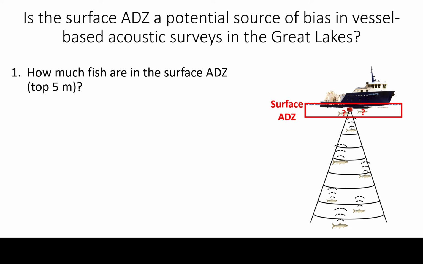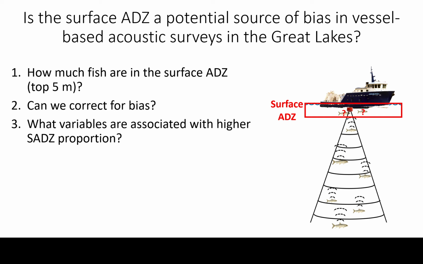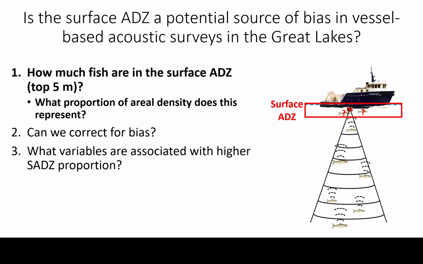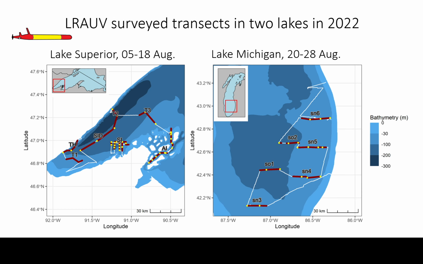So the main research questions are: how much fish are in the surface acoustic dead zone in the top 5 meters? Can we correct for that bias? And what variables are associated with higher proportions of fish in the dead zone? Going to the first question, how much fish are there in the dead zone? And then what proportion of areal density does this represent?